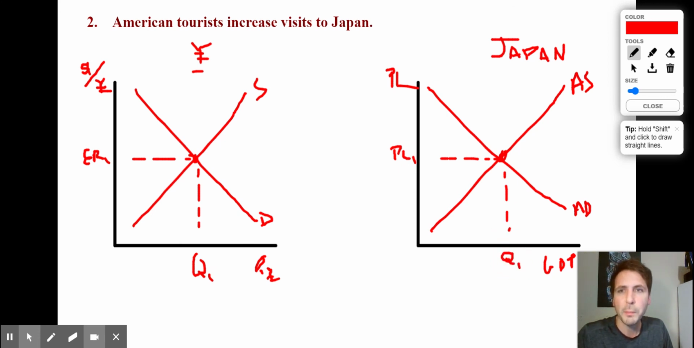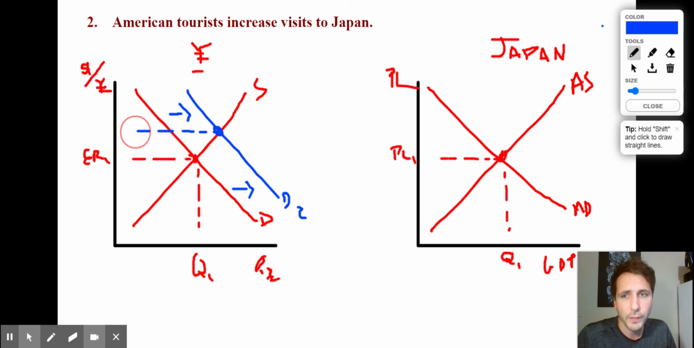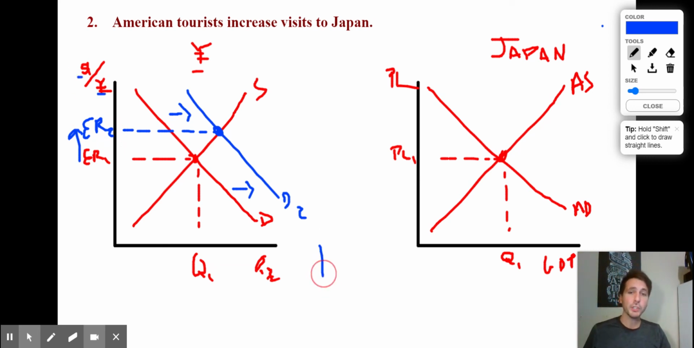So if American tourists increase visits to Japan, what's going to happen? Well, if more people are coming to Japan, they need Japanese currency for their visit, right? The demand for the Japanese yen is going to go up. When demand goes up, we have a new exchange rate and our currency has appreciated, right? It went up. It costs more American dollars to buy 1 yen as a result. If it has appreciated, what's going to happen to net exports? Net exports are actually going to fall, right?